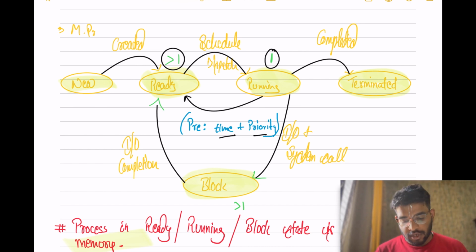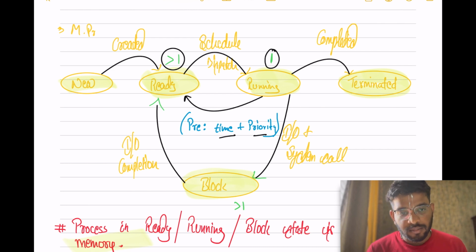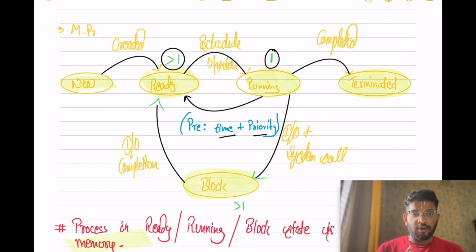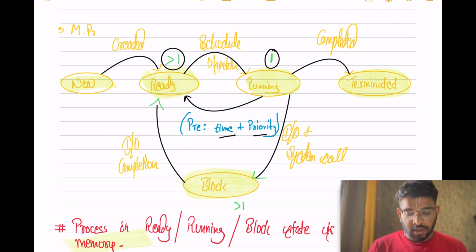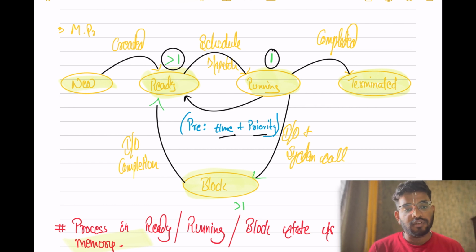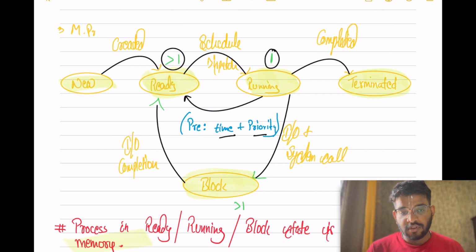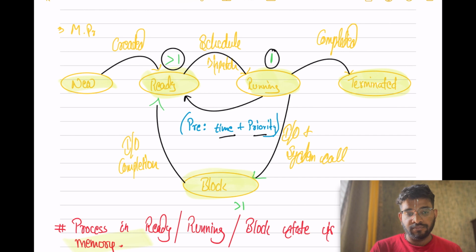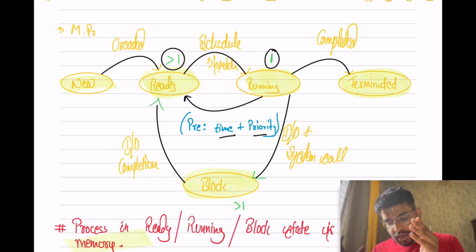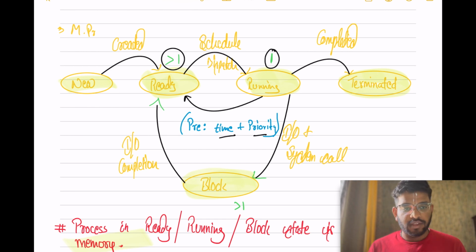It is to be remembered here that in a multi-programmed operating system, when a process moves from block state after IO completion, it goes to ready state, not the running state. A process can only go to running state from the ready state. So in a multi-programmed operating system, if a process has to be executed on a CPU, it has to be moved from ready state to the running state.